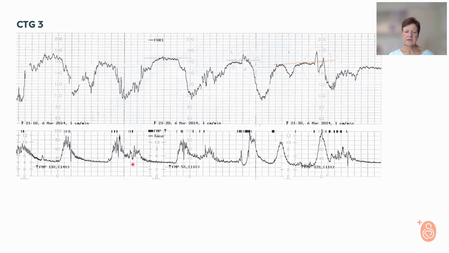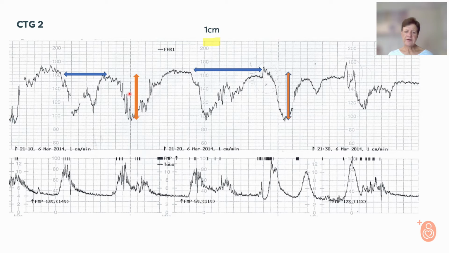If we look at the contractions, the speed of the paper is 1 centimeter per minute. So here we have a column of numbers, and in between there are about 4 contractions per 10 minutes, and in between here is another 4 contractions more or less per 10 minutes.